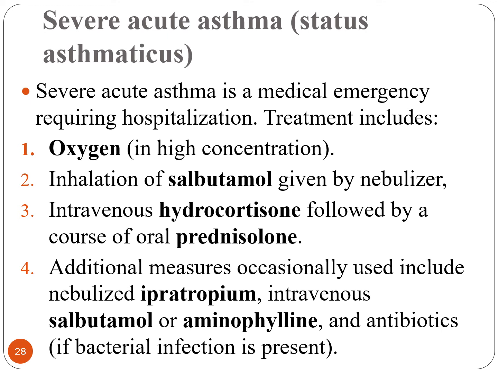Last, additional measures occasionally used, according to the situation of the patient and the response: if the patient does not respond well, we may need to add nebulized ipratropium, a muscarinic antagonist, or intravenous salbutamol, or aminophylline. Sometimes the patient may need antibiotics if a bacterial infection is present in this hospitalized patient with status asthmaticus. I think that's all about asthma.